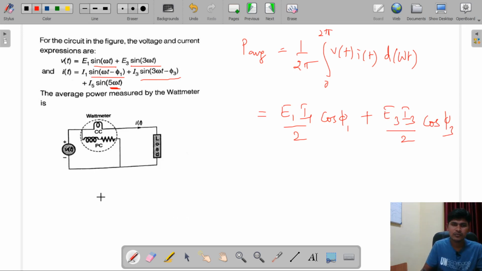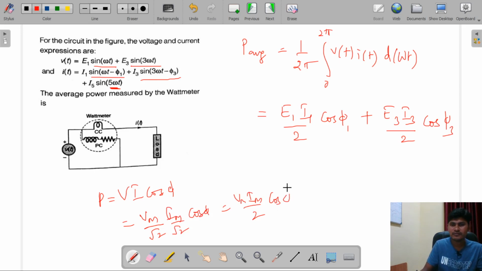Okay, we know power P is equal to VI cos phi. These two are RMS values. That is Vm by root 2, Im by root 2, cos phi. Nothing but Vm Im by 2 cos phi. Similarly, you will get E1 I1 by 2 cos phi 1 plus E3 I3 by 2 cos phi 3.